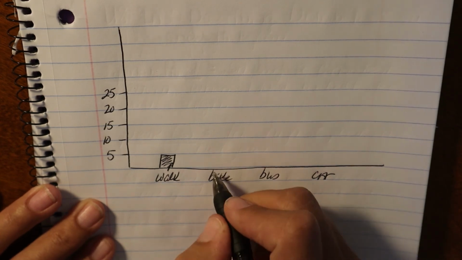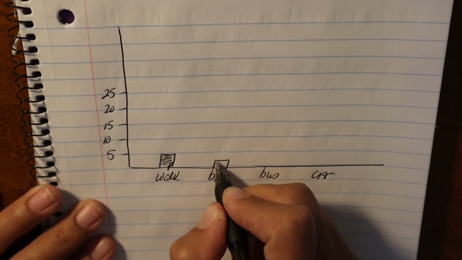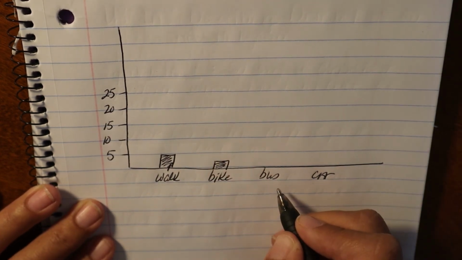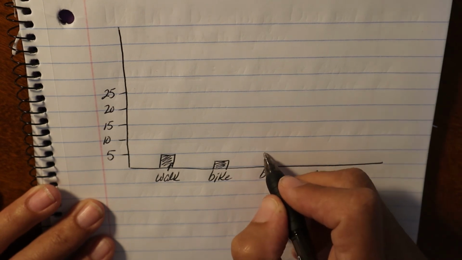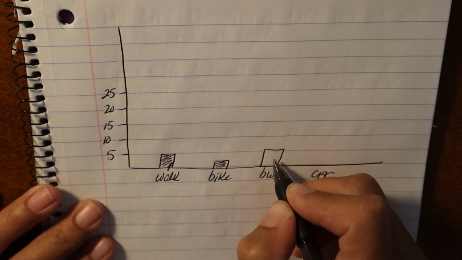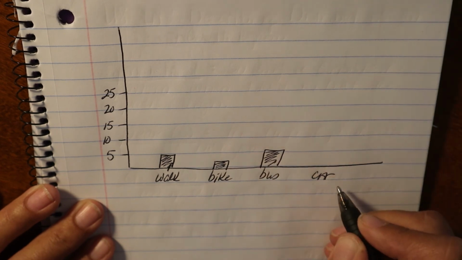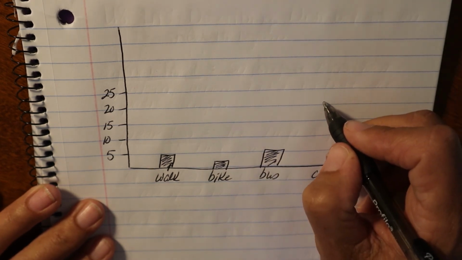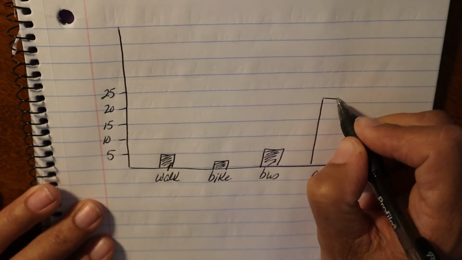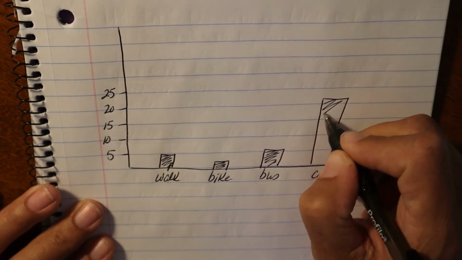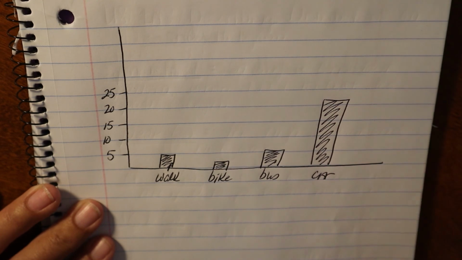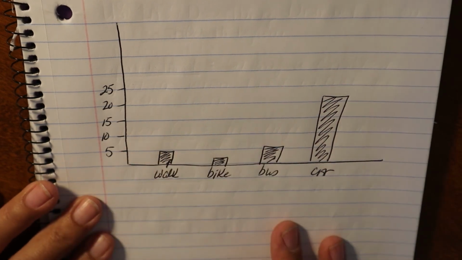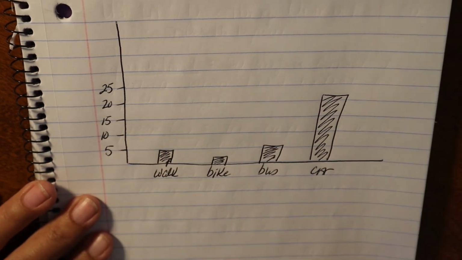Students biking to school were just 2. So I'm just going to make a little bar at the bike. Students taking the bus were 5. So I'm going to go up to the 5, come down, and make my little bar. Most of the students used a car that was 21. So I'm going to go up here just a little past the 20. And there's our car. So this is a better way to show ways to get to school.